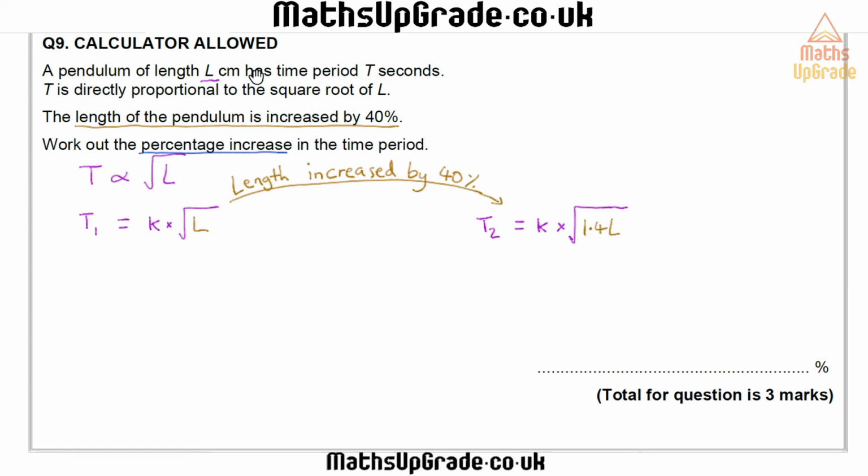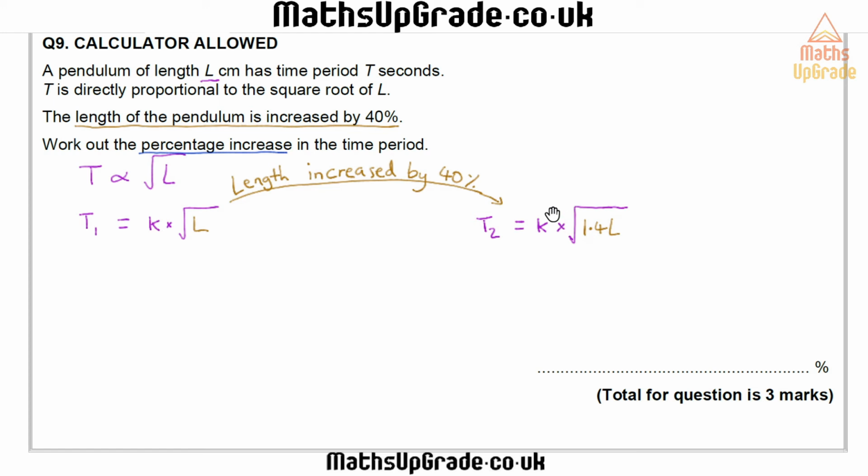So that is that statement represented mathematically there. Instead of using this proportionality symbol, I can use an equation with an equal sign and a constant of proportionality. So my original time period is equal to that constant, which I don't know, times the square root of the length. When I increase the length by 40%, the length becomes 1.4 times what it was before. So the length is now 1.4 L.